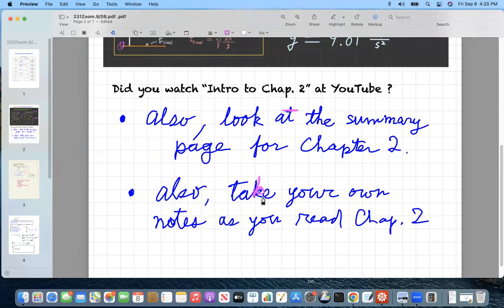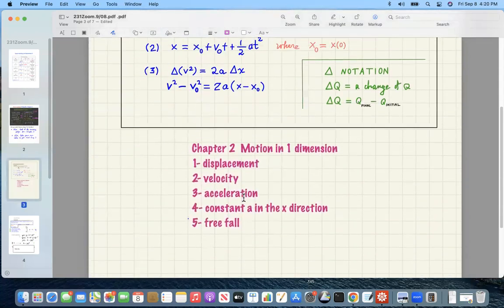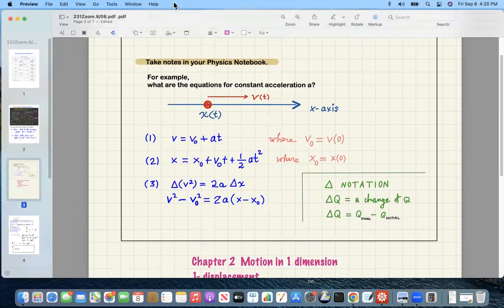Have a physics notebook, which you don't use for anything except physics, or maybe it could be a 3-ring binder. As you read the chapter, take notes and then put those notes in the binder. You're going to need those equations for the homework problems and for the exams. All right, so take notes in your physics notebook. Maybe we'll want to have equations and pictures.